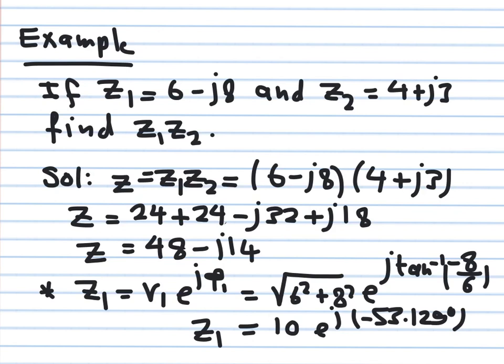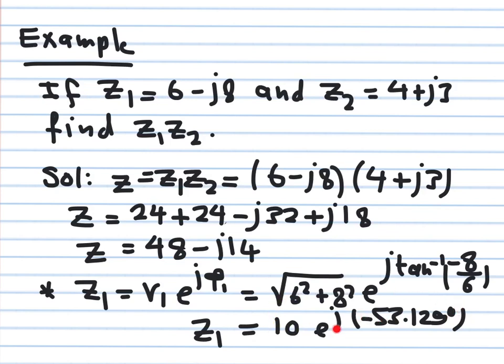The angle is the interesting part. The angle is the inverse tangent of minus 8 over 6. So it's minus 1.333. If you give it to a calculator, it's going to give you minus 53 degrees. Okay, which is correct. Why? Because this number is in the fourth quadrant. The real part is positive, the imaginary part is negative. And indeed in the fourth quadrant, if you measure the angle in the clockwise direction, the angle will be negative. So this answer is correct.